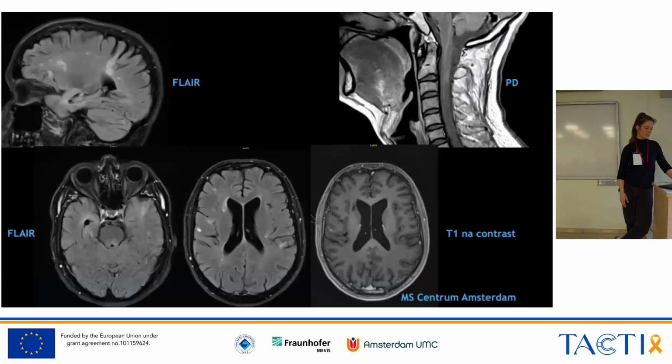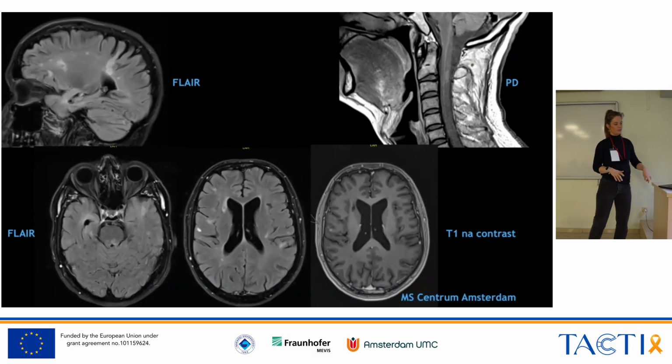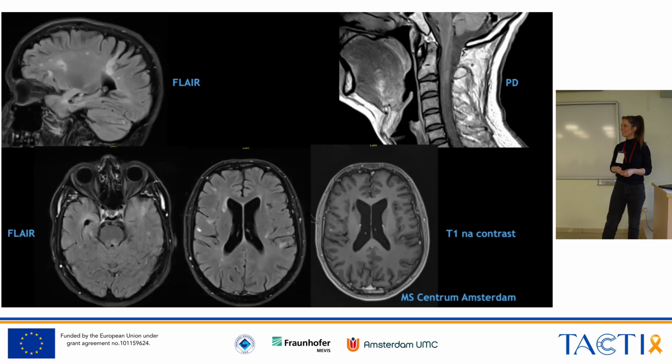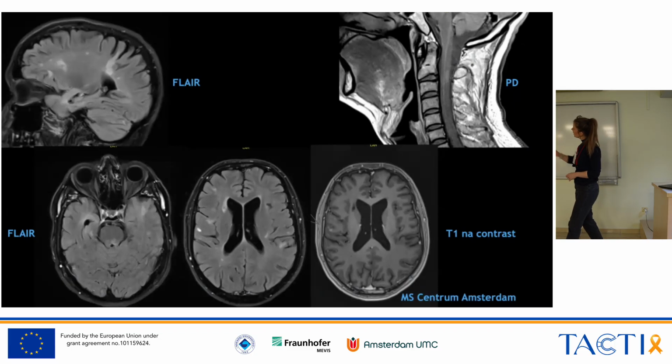So here it is. We have a FLAIR, we have a PD of the brain and the cervical spinal cord, and we also have a T1 post-contrast. Who sees any abnormalities? Could you point to one? Spinal cord in the cervical and periventricular in the leg, right? Yeah, so you have this one here. And could you comment on how it looks? It looks lighter than the rest of the spinal cord. Yeah, so it's hyperintense.